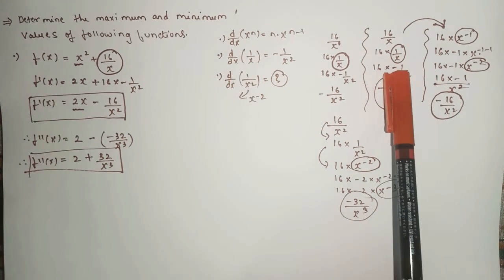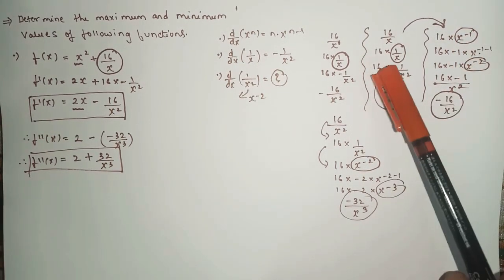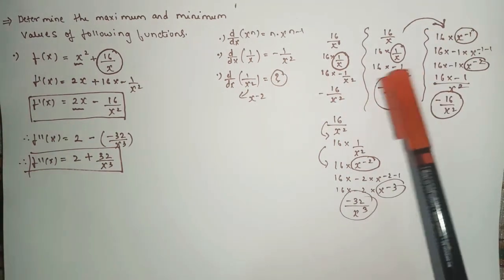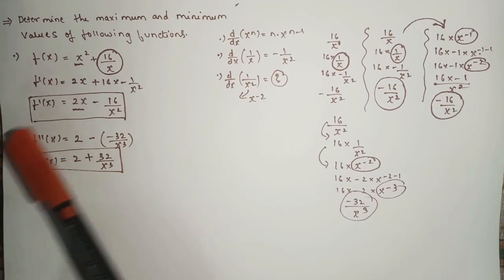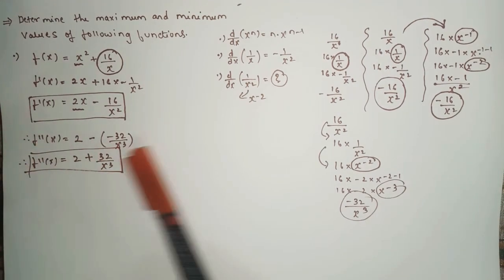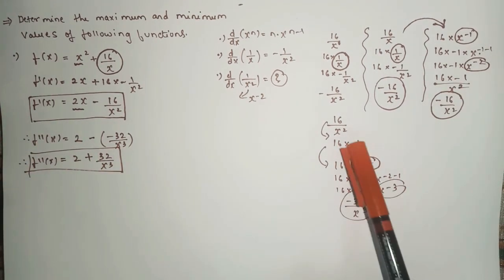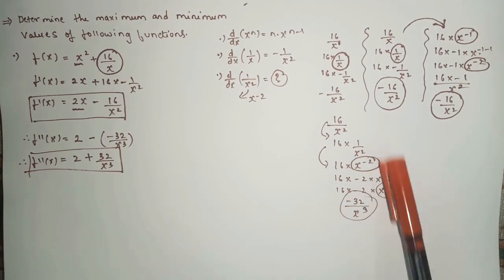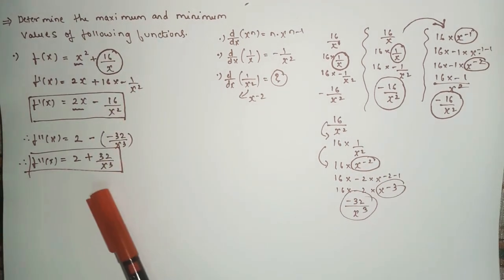One is the direct derivative method, or else you can write 1 upon x as x raised to minus 1. In both cases you will get the same answer. In the second derivative test, we took the second method. We wrote 1 upon x square as x raised to minus 2, then we applied the x raised to n formula to get the answer. I hope you all understood till here.